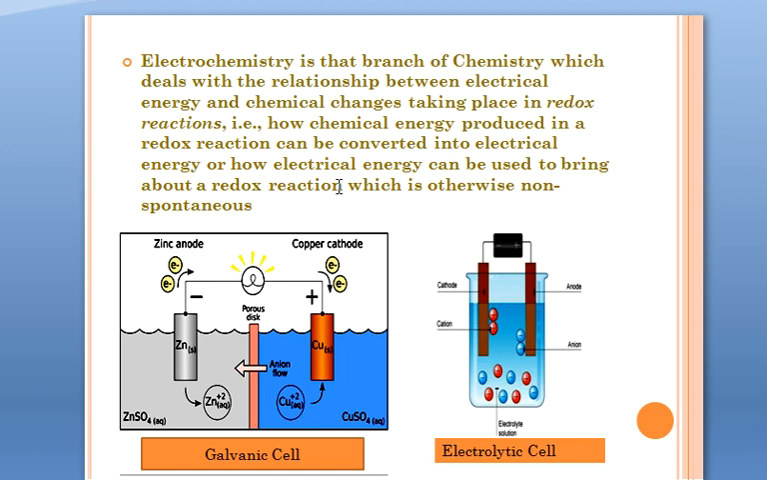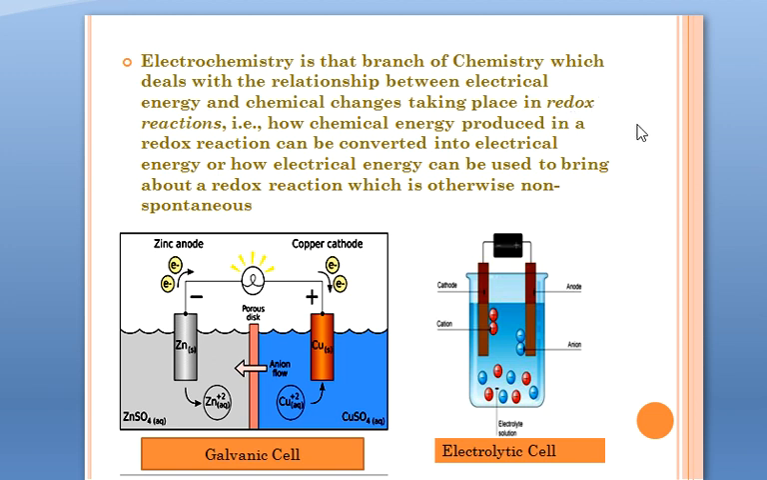What is electrochemistry? It is obviously a part of chemistry, a branch of chemistry. Under this heading, what do we study? We study the relationship between electrical energy and chemical changes taking place in redox reactions. As far as redox reactions are concerned, our next topic is redox reactions, and we'll do an elaborate presentation on redox reactions. For now, I'm sure you know, a redox reaction is a reaction in which reduction and oxidation, both the processes, are taking place simultaneously.